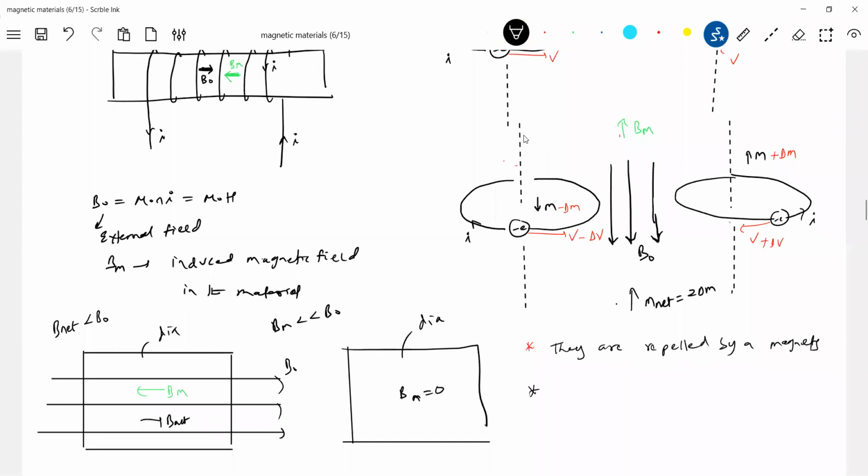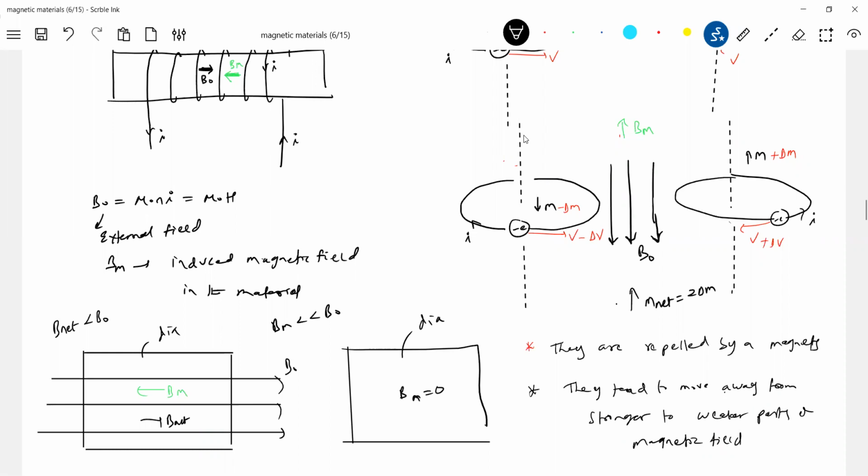Next, they tend to move away from stronger to weaker parts of the magnetic field. That's another thing.